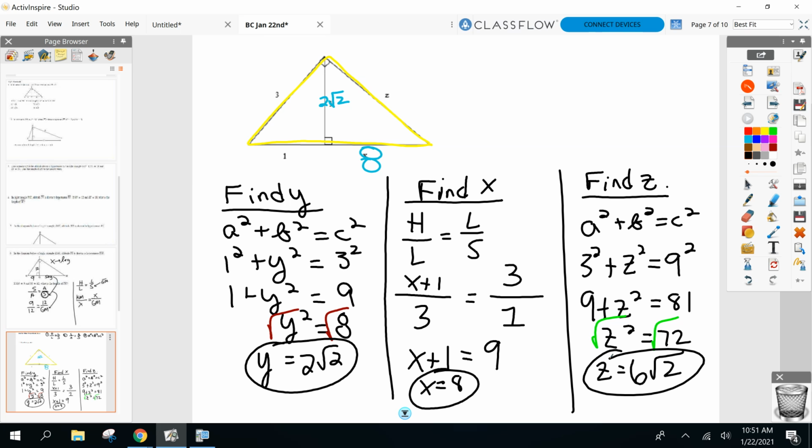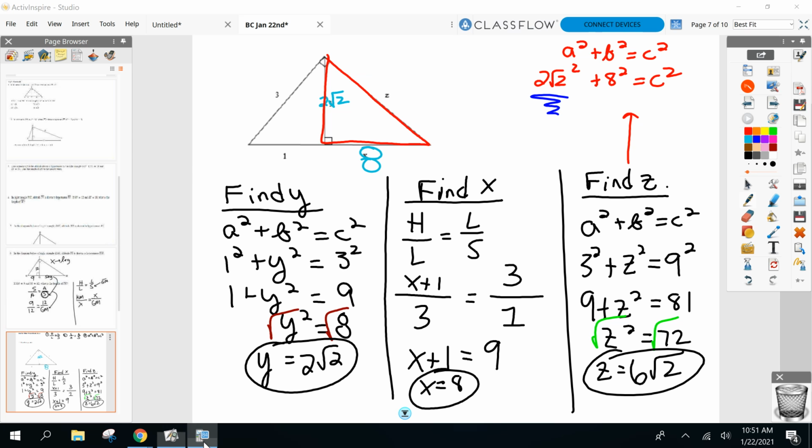I want to show you something. All right, grab your calculators right now. Another way we could have found Z was doing the Pythagorean theorem on the small right triangle here. We would have said what? 2 radical 2 squared plus 8 squared equals C squared. I just want to show you properly how to put 2 radical 2 squared in your calculator.